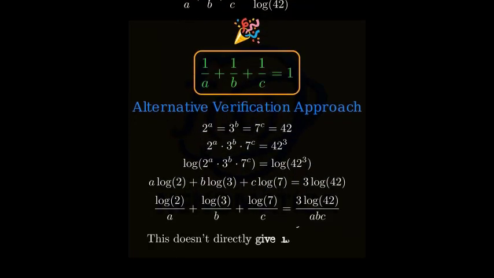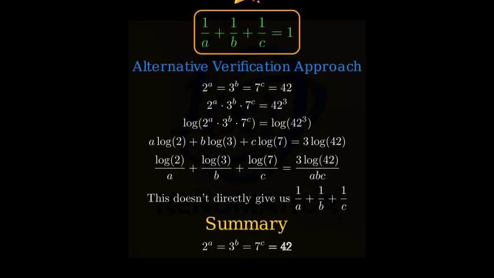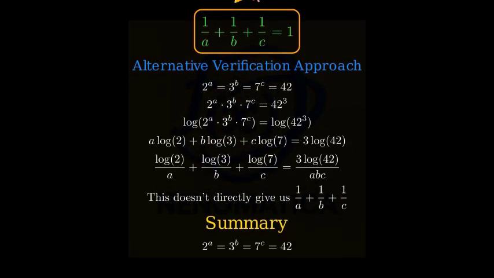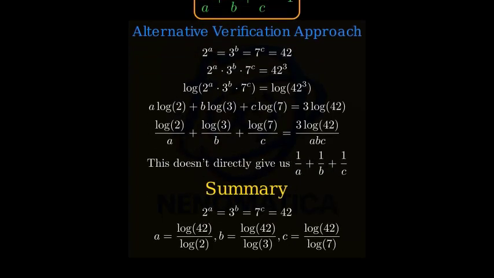This doesn't immediately give us our expression, so let's stick with our original approach, which showed that the answer is 1. Let's summarize what we've learned. We started with the system of equations 2 to the a equals 3 to the b equals 7 to the c equals 42. We derived that a equals log of 42 over log of 2, b equals log of 42 over log of 3, and c equals log of 42 over log of 7.